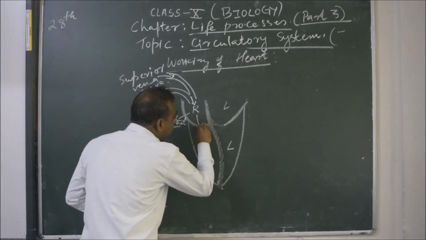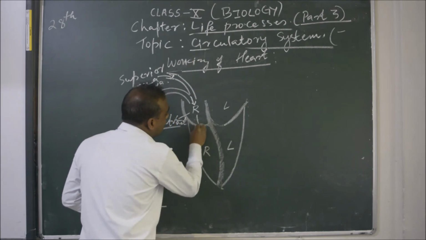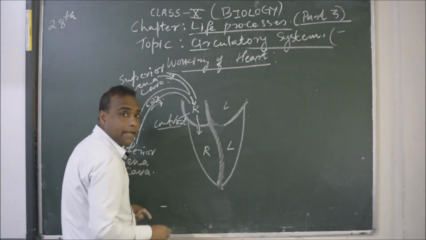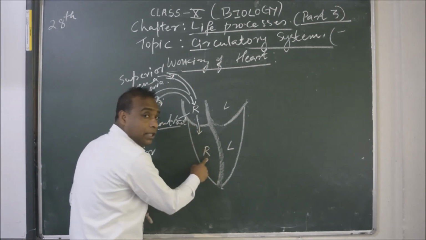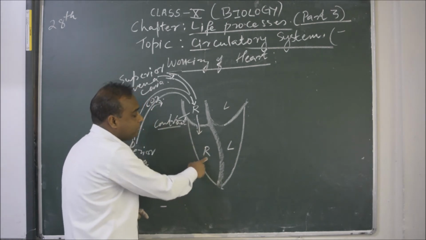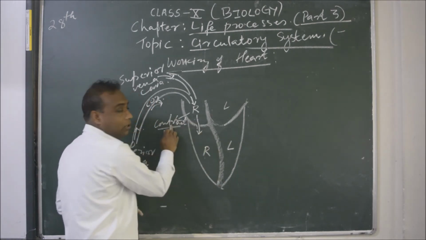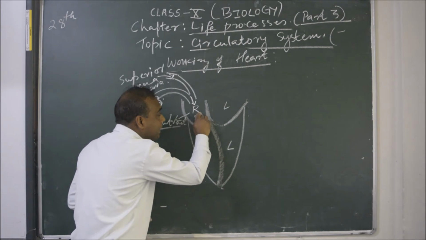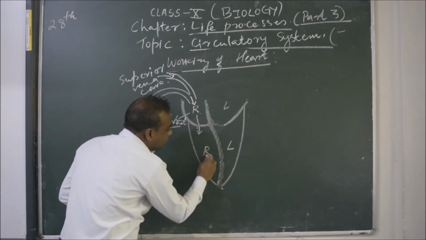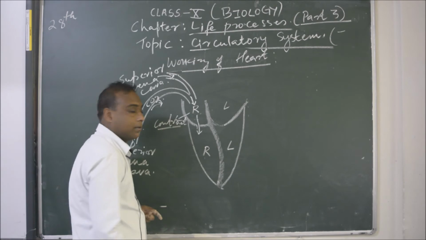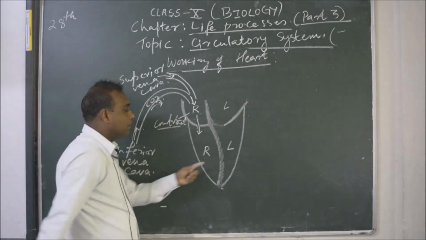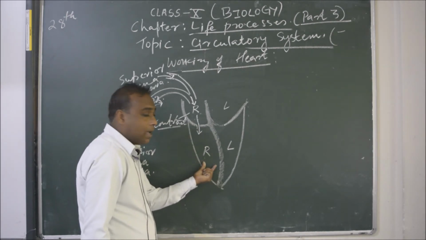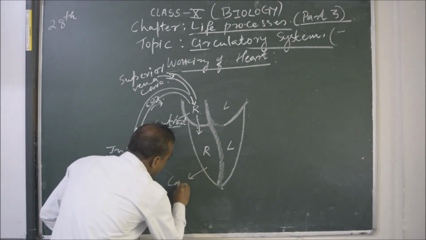After contraction, the blood from the right atrium now flows towards the right ventricle. This is the right ventricle, the lower chamber, and only when the right atrium contracts does the blood flow into it. So now the blood is present here in the right ventricle. Now again this right ventricle contracts. I will write here: contract.